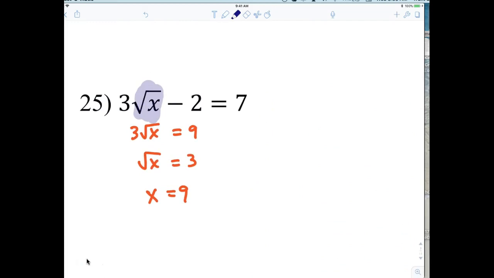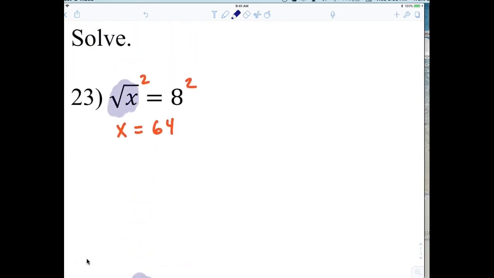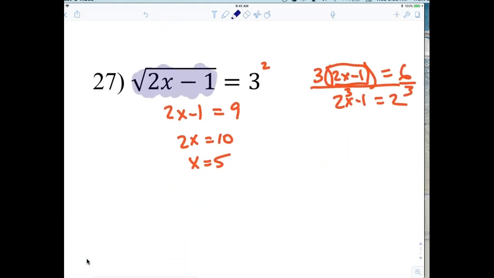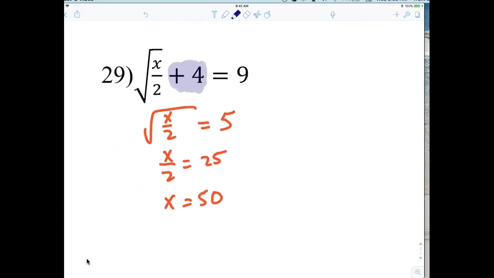So there's a negative 2 in the way and a 3 in the way. You see what I'm saying, right? You're trying to get the radical by itself. The radical here is by itself, so I just undo the radical. On this problem right here, I had to eliminate the 2 and the 3 to isolate the radical. Same thing here. The radical is already isolated. And on 29, the radical is not isolated.